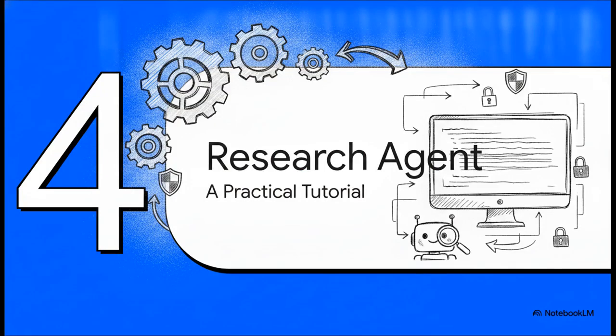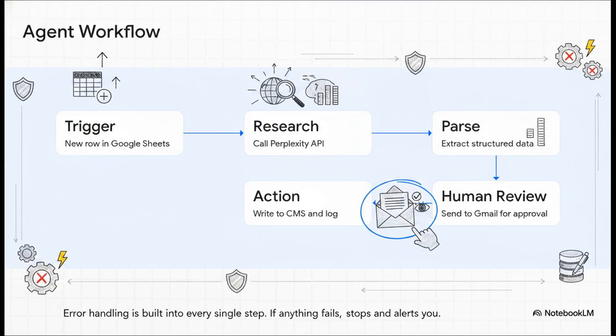Section 4, Tutorial Time. Let's build a functional research agent. Here's a super disciplined make.com workflow in action using pseudocode logic. Step 1, trigger. It fires when a new row is added to Google Sheets. Step 2, Research. It calls the Perplexity API, which basically acts as its real-time live internet brain.